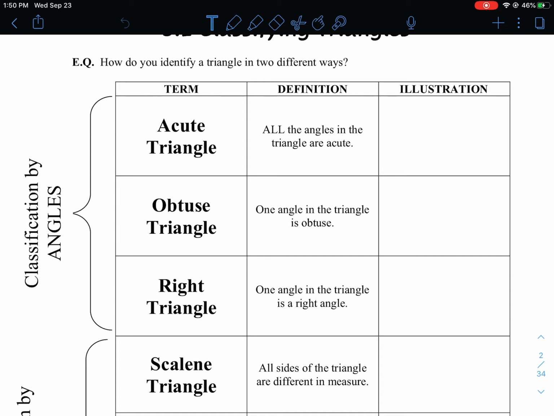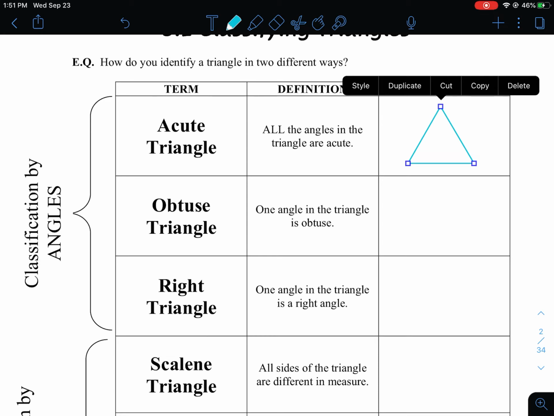The first one is an acute triangle. It's where all angles in the triangle are acute. We're just going to draw a triangle. Okay, it's pretty acute. And then just to be certain, we'll say that's 70 degrees, we'll say that one's 50 degrees, and we'll say that one is 60 degrees.